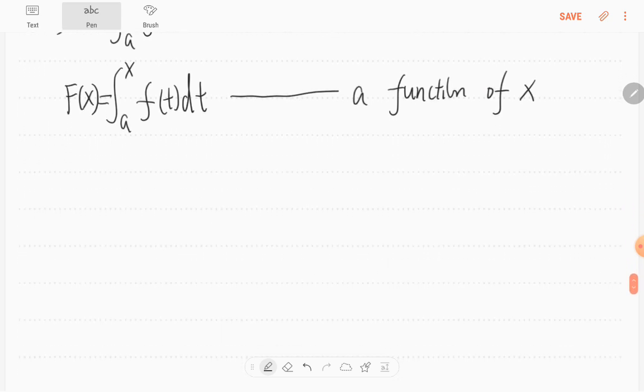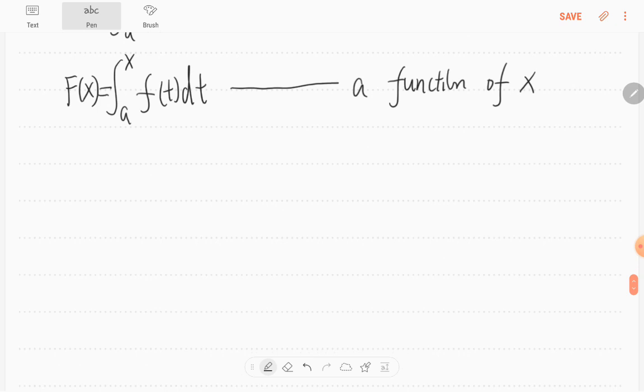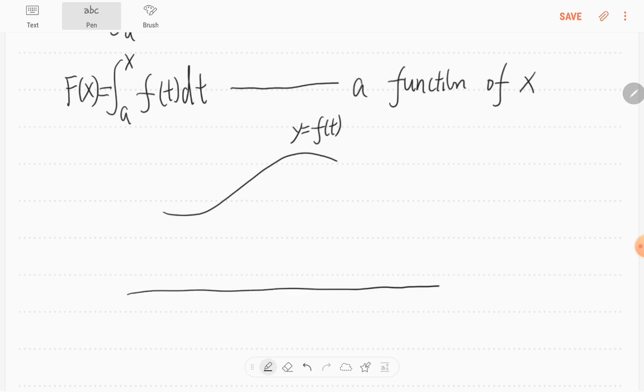So now let's look at the geometric meaning for this function. This function is also called an area function. So if we have this curve y equals f of t, and this is the t-axis, and here is a. If x is here, then this integral would be the signed area for this region, right?